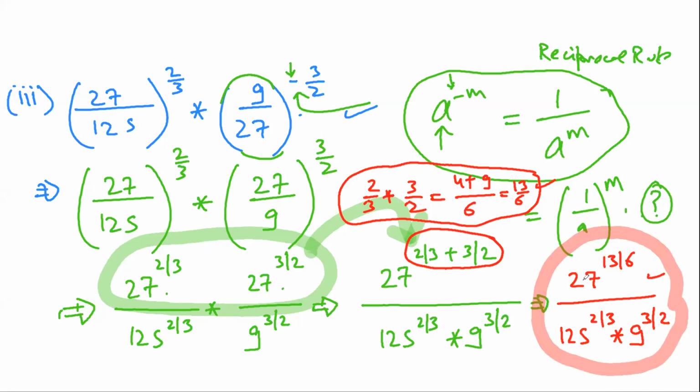I'll be writing 27 as 3 cube. I hope you get it, how I can write this as 3 cube. And I'll be writing 125 as 5 cube, and I'll be writing this 9 as 3 square. So please note down this term so that we can start resolving this further. Okay, so let's move to the next screen.